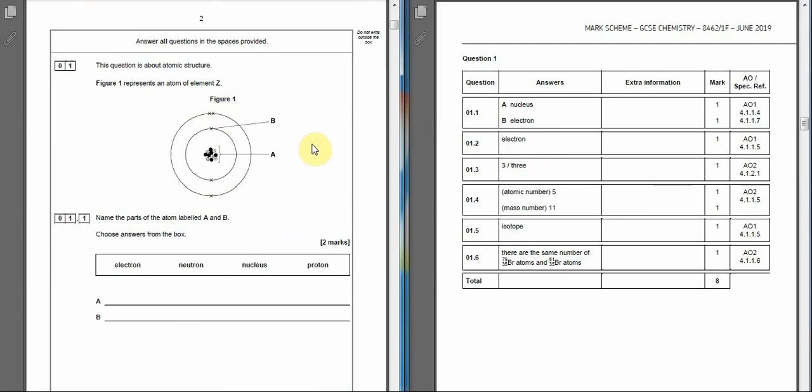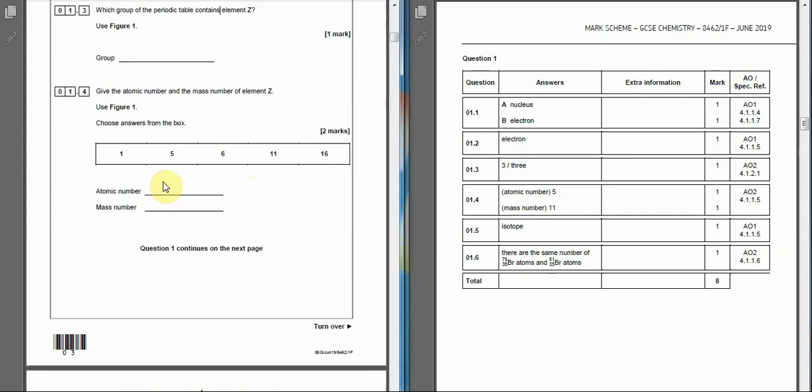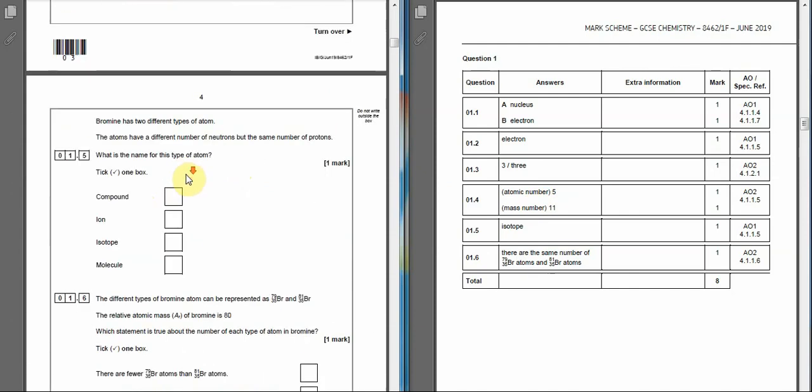For question 1.4, we want to know the atomic number and the mass number. So the reason the atomic number is 5 is we're looking here, I've got 1, 2, 3, 4, 5 pluses, so that's 5 protons. And I've got 1, 2, 3, 4, 5, 6 neutrons. So a mass number of 11 is from the 5 protons and the 6 neutrons added together. Again, both of these say use figure 1, so we use figure 1.